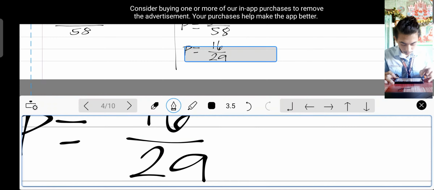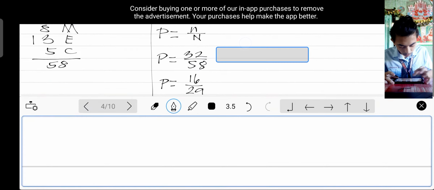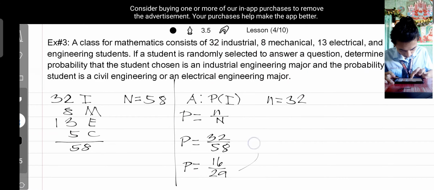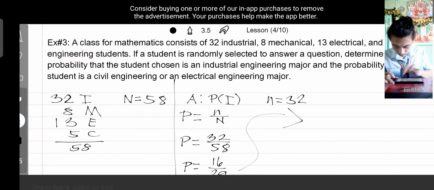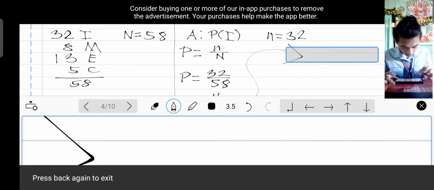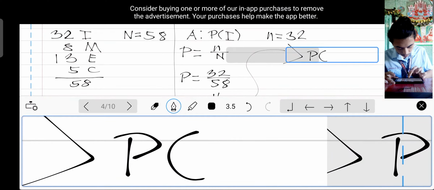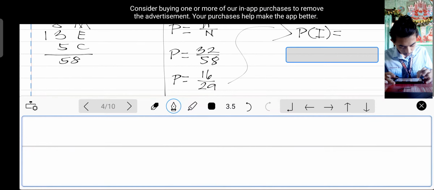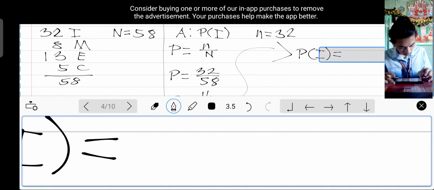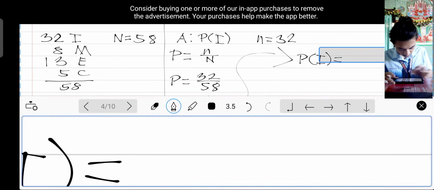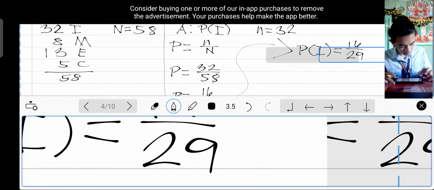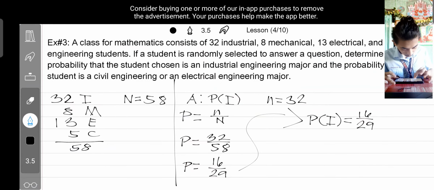We have to rewrite it. The probability of getting industrial engineering is equal to 16 over 29. This is our answer for event A.